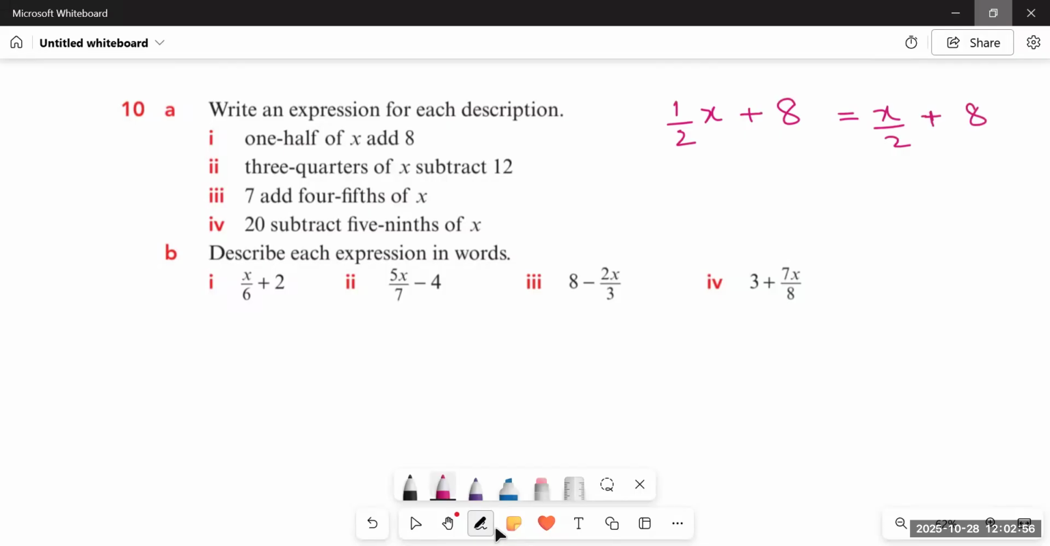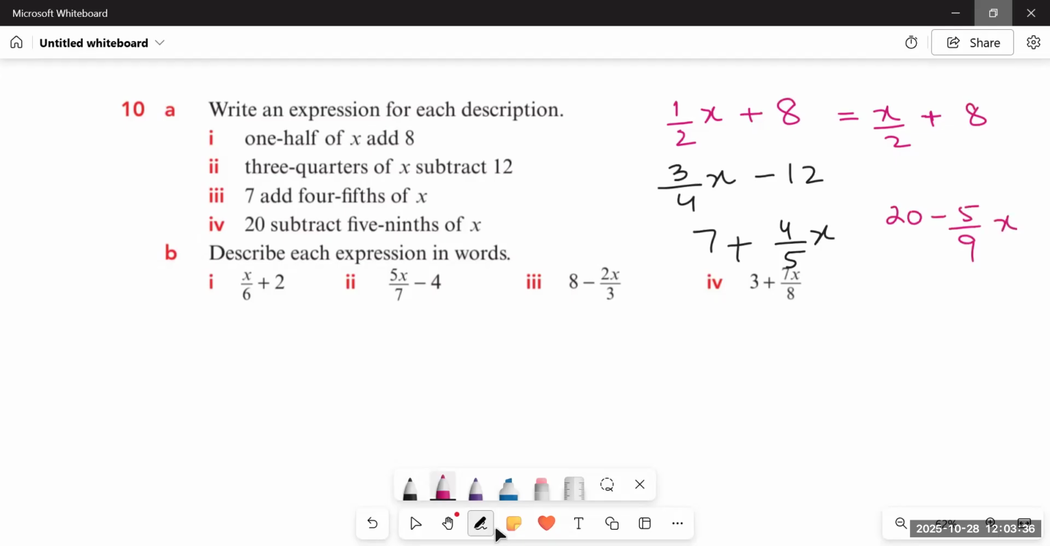Okay. 3/4 of x. 3/4 is 3 upon 4. Quarter is upon 4. Of x, subtract 12, so minus 12. It's not subtract 3/4 of x from 12. If it would have been that expression, then we would have written 12 minus 3 upon 4x, okay? Then 7 add 4/5 of x. 7 plus 4 over 5 of x. And for the last one, 20 subtract 5/9 of x, so 20 minus 5/9 of x, and that's all.